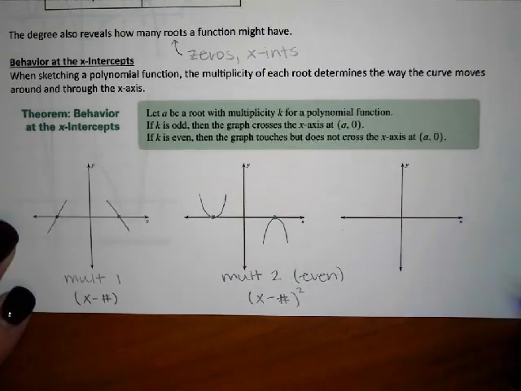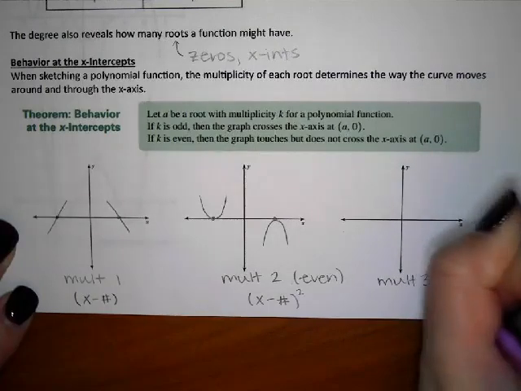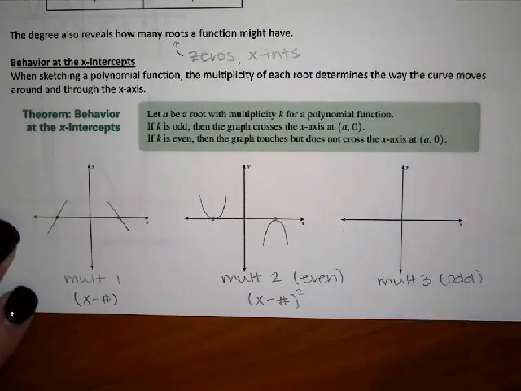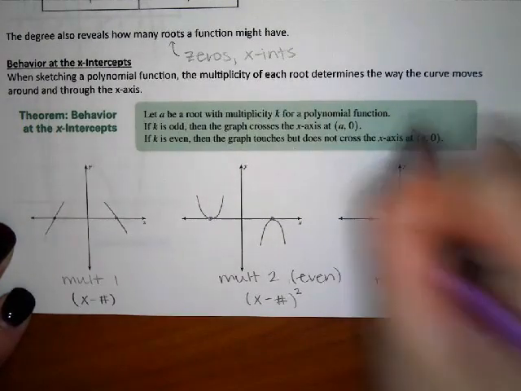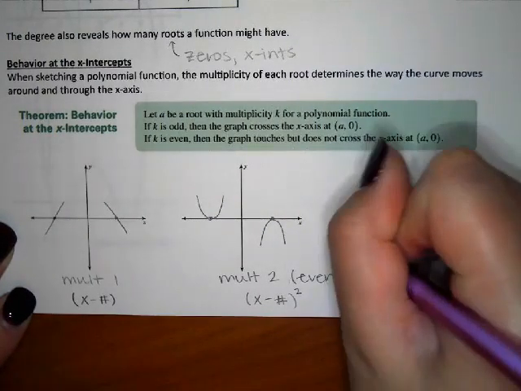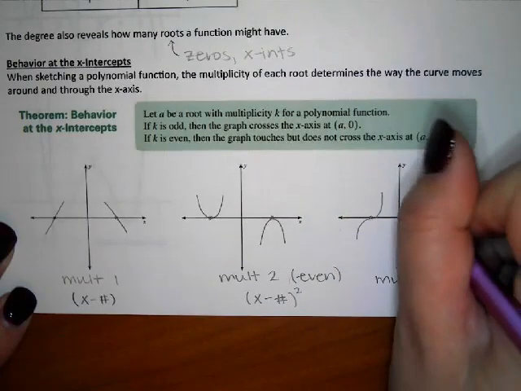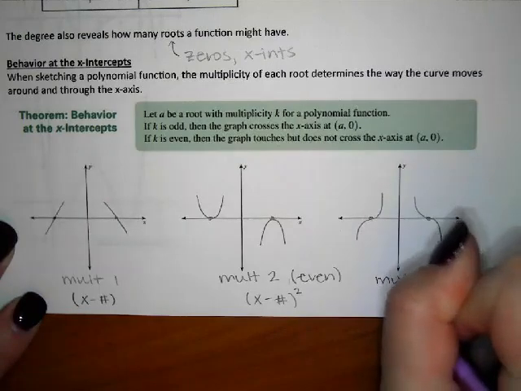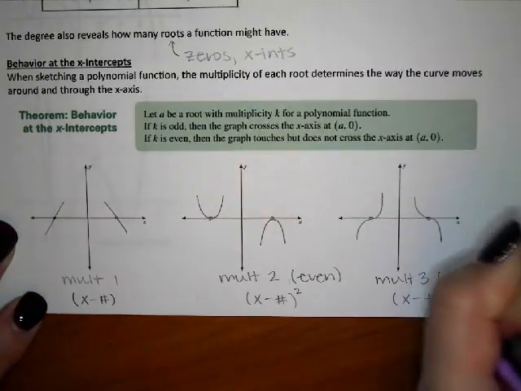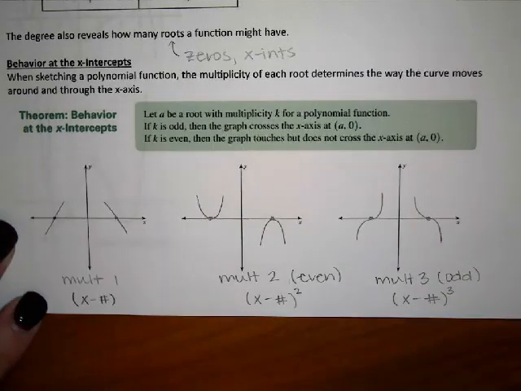All right, and then if the multiplicity is 3 or another odd number, 3, 5, 7, something bigger than 1 but still odd, then it kind of does that S curve, or it squiggles as it goes through. So this would mean that when it was in the factored form, that particular factor happened 3 times, or 5 times, or 7 times. And so it squiggles as it goes through.